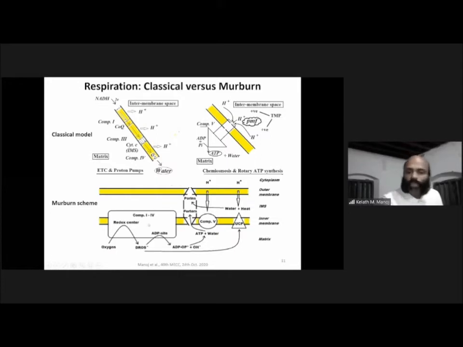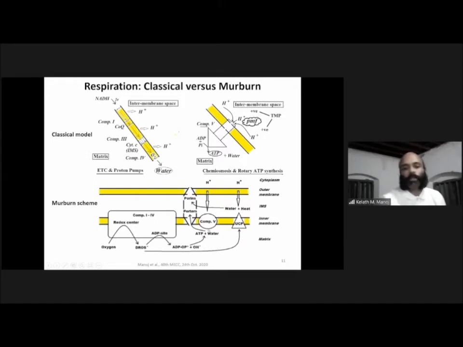So we propose a very simple scheme in which complex 1 through complex 4 are ROS stabilizing ADP binding enzymes. So what do they do? They generate ROS, they allow a facile attack on ADP and phosphate, thereby making ATP. Complex 5 serves as a proton chemostat. So as soon as ATP and water get formed, it goes off. So the thermodynamic pull continues the reaction. That's what we say.